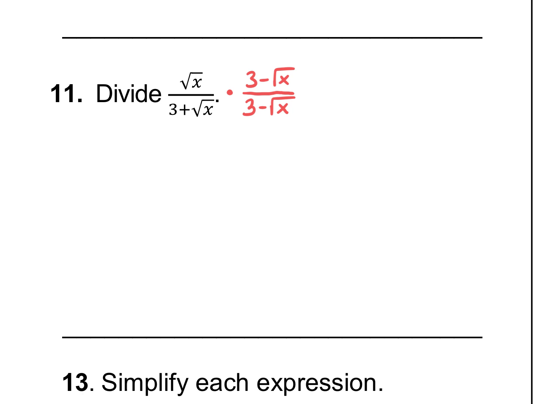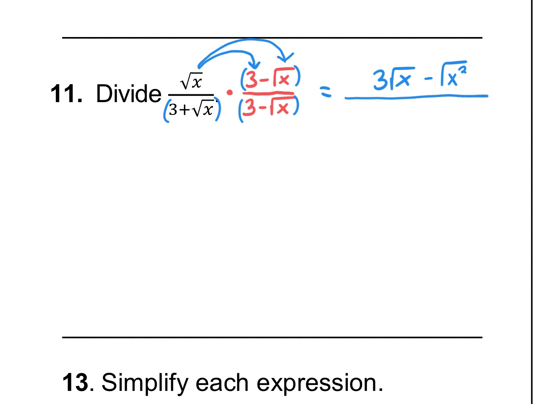What I would do here is put these in parentheses, because what are we going to have to do? We're going to have to end up distributing. Okay, so if I distribute on the top, I have square root of x times 3, 3 square root x. And then I have square root of x times negative square root of x, negative square root of x squared.